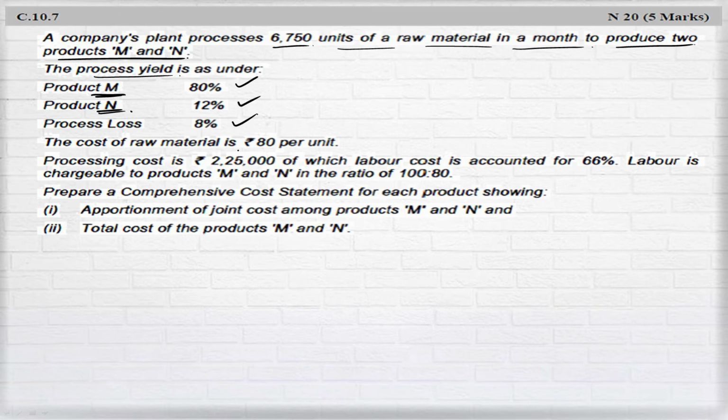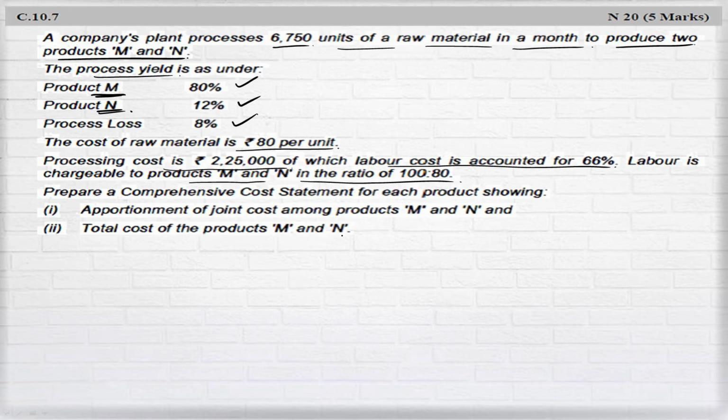The cost of raw material is 80 per unit. Processing cost is 2,25,000, of which labor cost accounts for 66%. Labor is chargeable to the products M and N in the ratio of 100:80. Prepare the comprehensive cost statement for each product showing apportionment of joint cost amongst products M and N, and the total cost of products M and N.